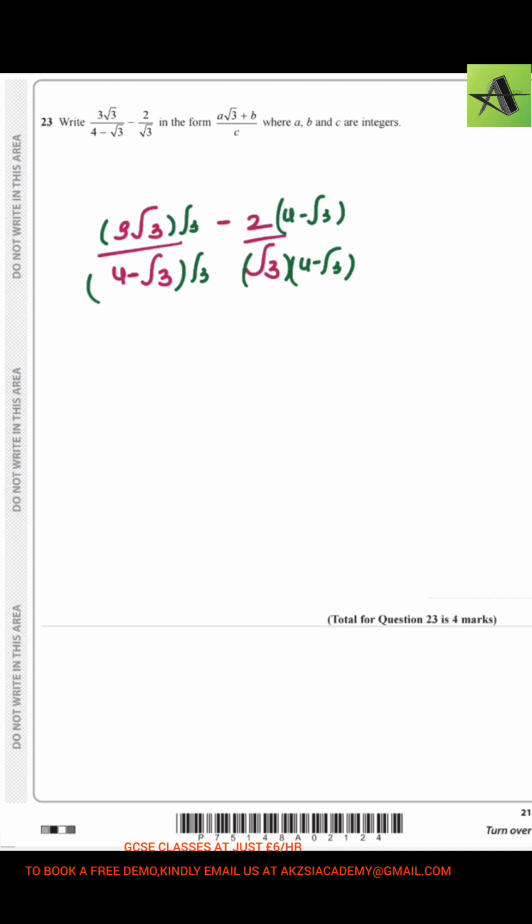Now, this is 3 root 3 times 3, which is 9, minus 2 times 4 is 8. And this is minus already. So minus 2 times minus 2 root 3 is plus 2 root 3.